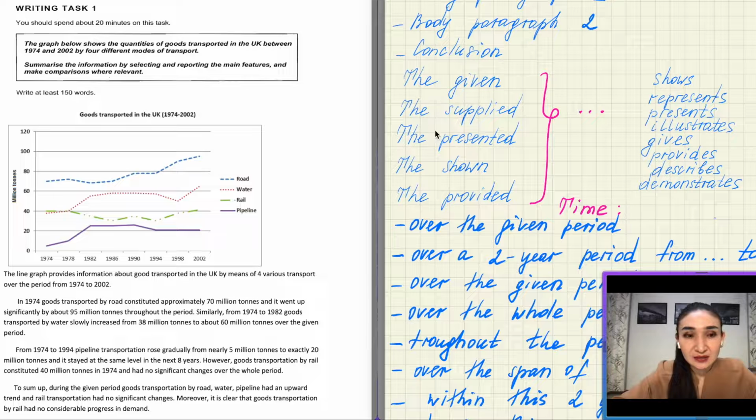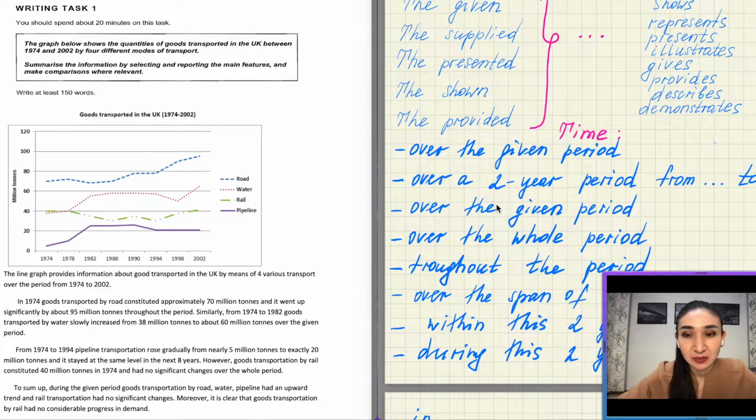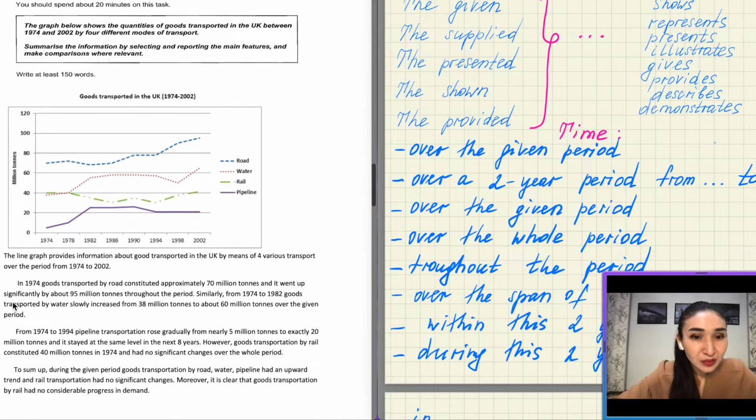So you say the supplied line graph provides information about this, and of course you have to tell about the time in your first sentence, in the introduction part. I've explained this in my previous lesson. Over the given period, over a 2-year period, over a 10-year period, or from this year to this year. In my case, I just wrote "over the period from 1974 to 2002" in order to get more words, 150 words.